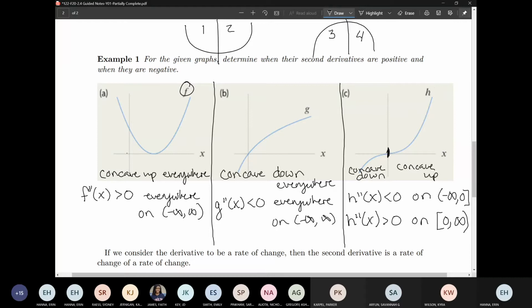I don't know why I erased those, but anyway. Questions, concerns on that? This is the main thing from 2-4: you just want to be able to look at a graph and recognize the pieces for what they are and what they mean about the derivative values. Yeah.